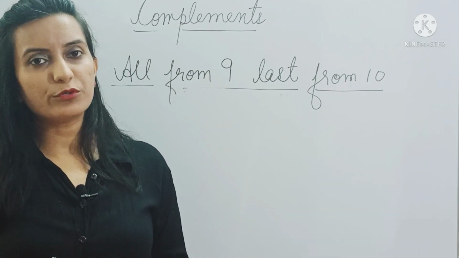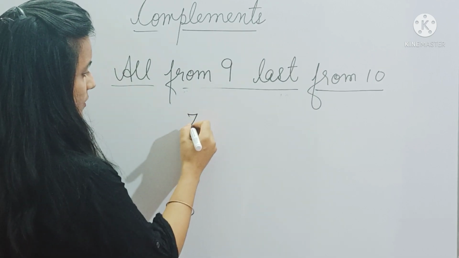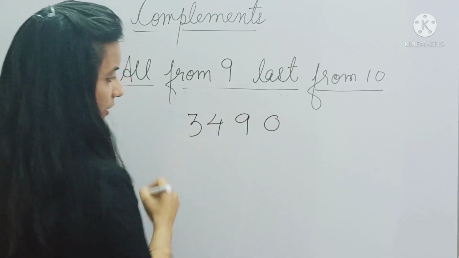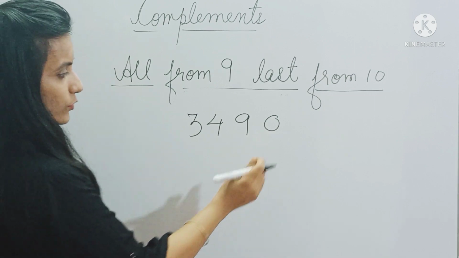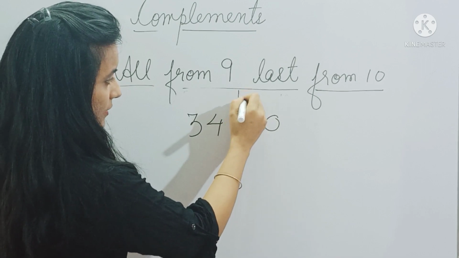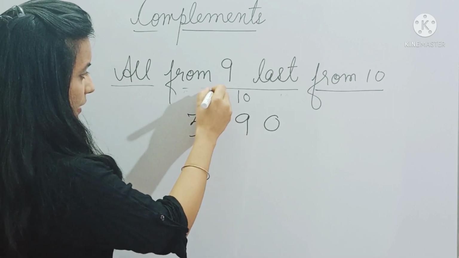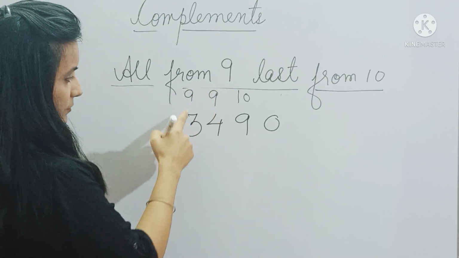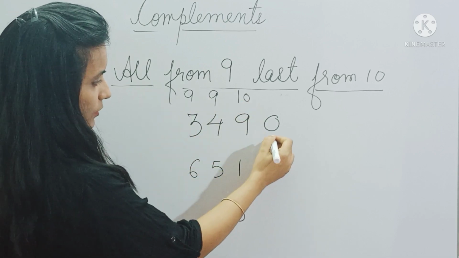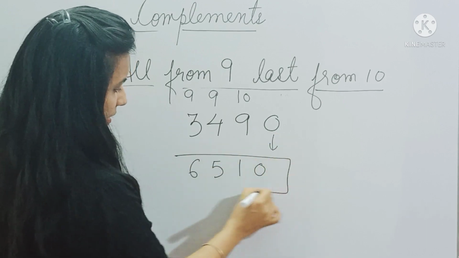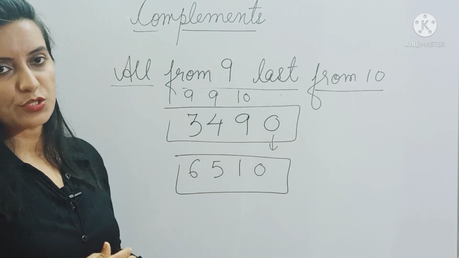Now let's take one more example of exceptional case. So in case if you have to find the complement of 3490. Now if you see this number ends with 0. So any number which ends with 0, for that you have to ignore the 0 and you have to subtract 9 from 10. You have to consider this as the last digit. And then remaining number you have to subtract from 9. So 9 minus 3 is 6. 9 minus 4 is 5. 10 minus 9 is 1. And copy this 0 as it is. So here 6510 and 3490 are complements of each other.